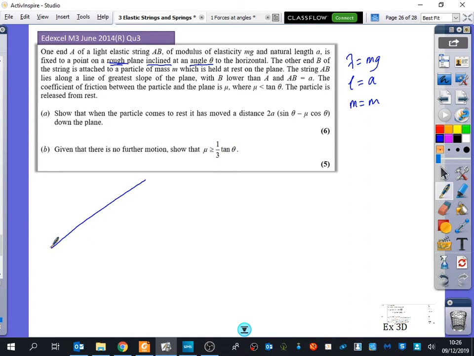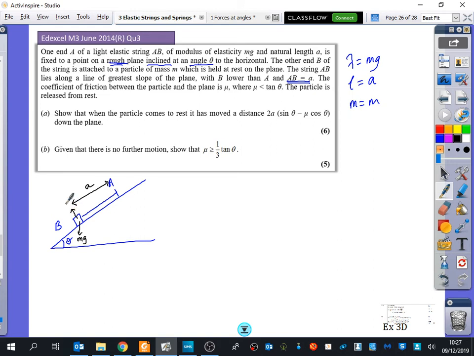So we've got this scenario. That's the starting point A, and there's the particle there. So this is particle B like that. We've got that this is the angle theta. There's no initial EPE, because the natural length of AB is a, so we know that length there is a. So that's at its natural length to begin with. There's friction, so I want to start adding some things onto my diagram. I know that this thing down here is mg.